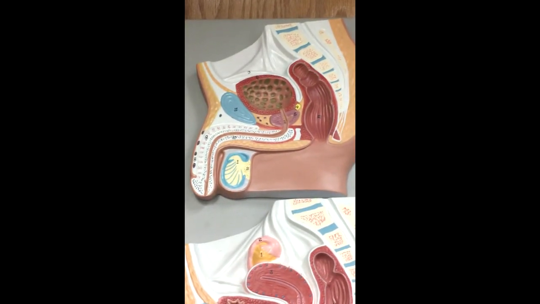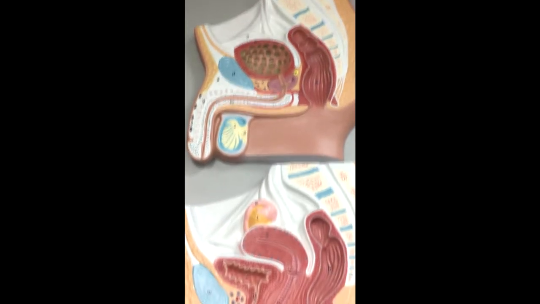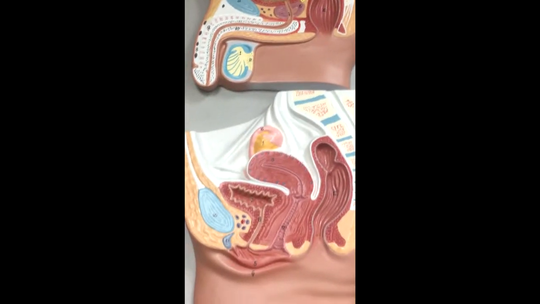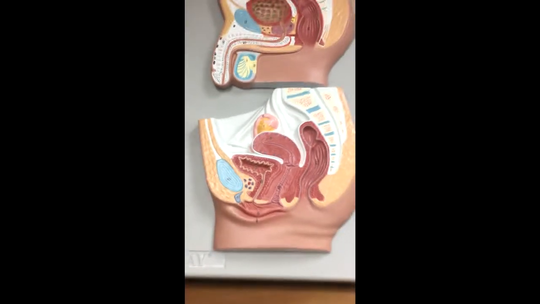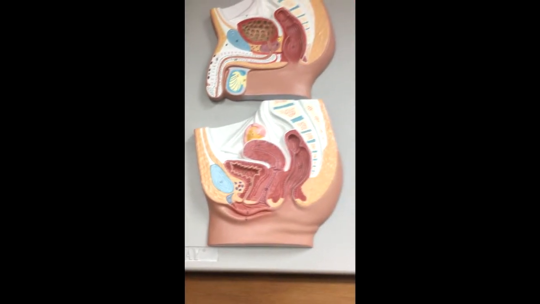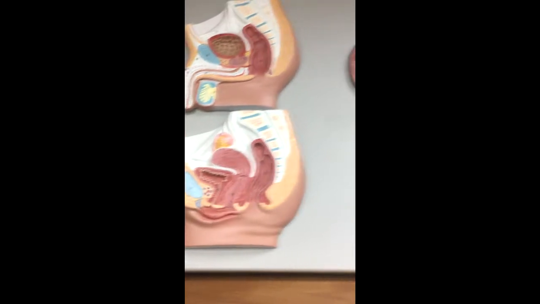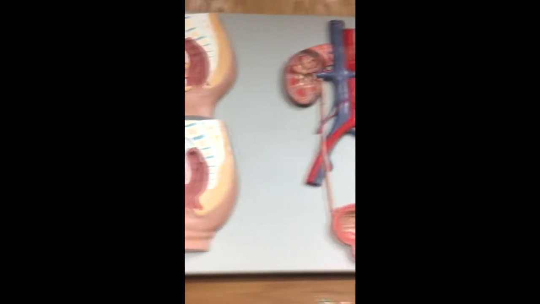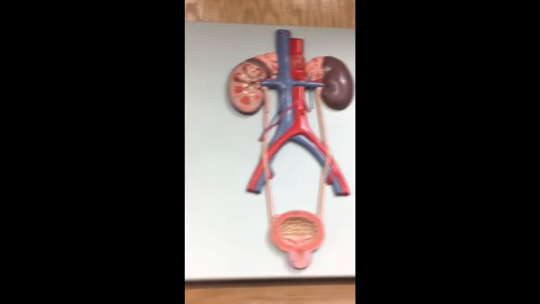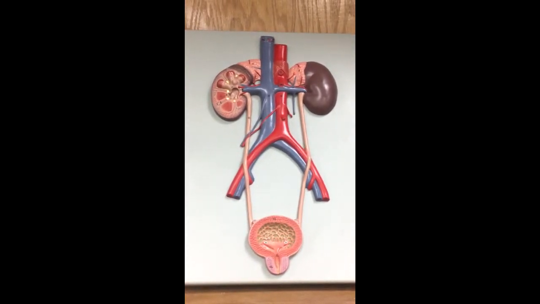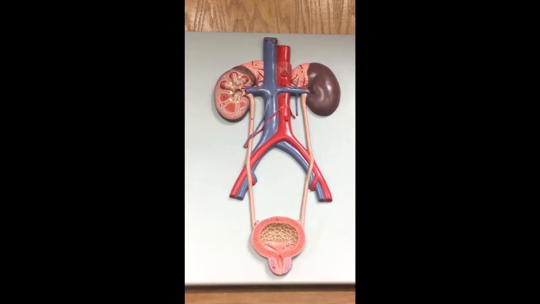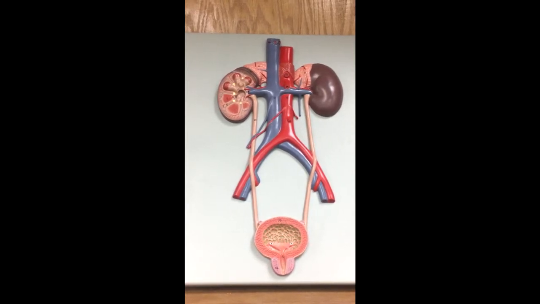Functions of the urinary system: removes waste products from the blood and the body, balance the body fluids, release hormones to regulate blood pressure, and control production of red blood cells. The main structures that make up the urinary system are the kidneys, ureters, urinary bladder, and urethra.